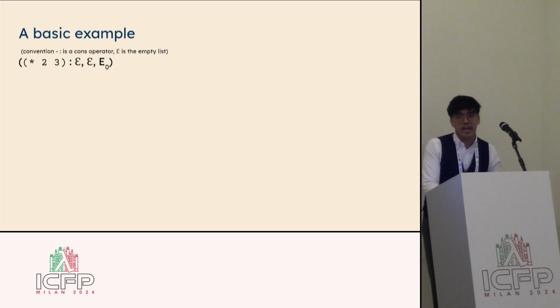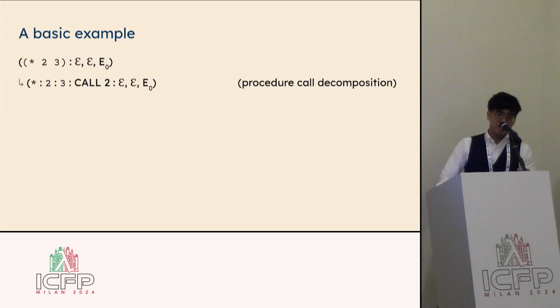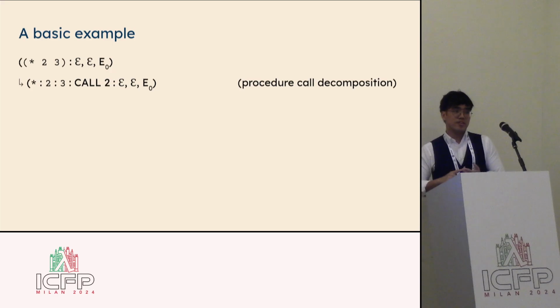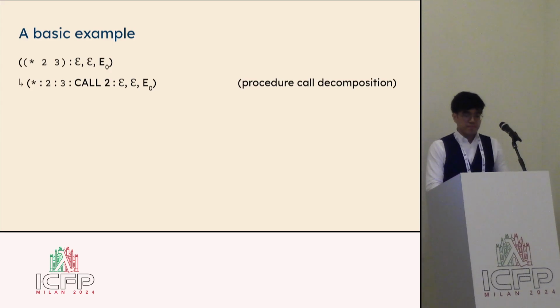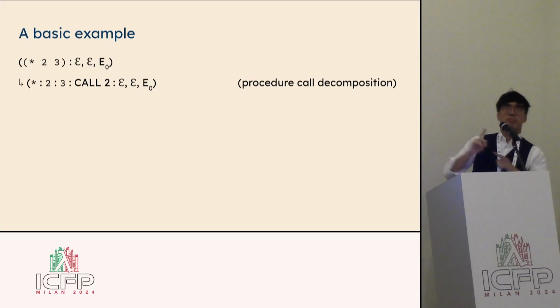So in this case, we have a procedure call here, and it is decomposed into sub-expressions, namely the operator, the multiplication, the operands 2 and 3, as well as what we call a call instruction. So evaluating this, the next step is to evaluate the variable asterisk.